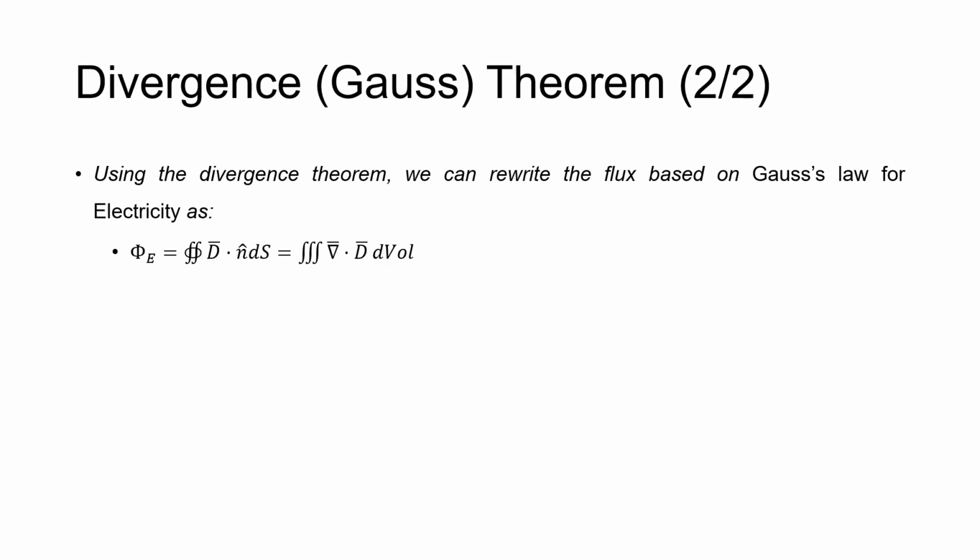Now we care more about the electric flux density. This is what we have studied, which is D. So we know that electric flux equals the double integral of the electric flux density D dot n dS. We can benefit from the divergence theorem. We can say the triple integral of the divergence of D dV.